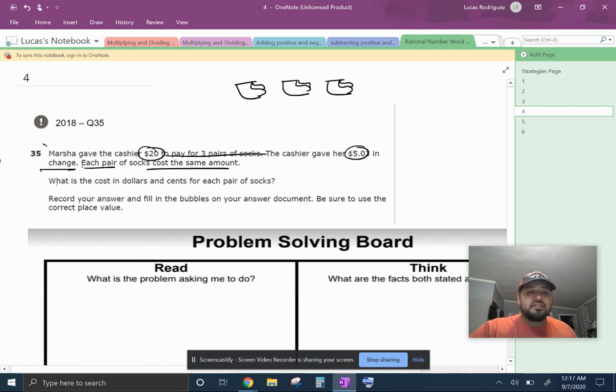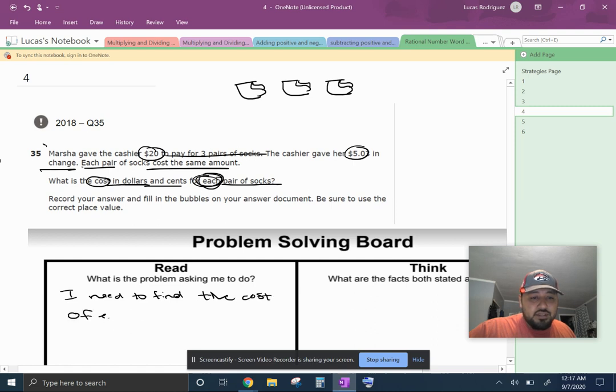The question says, what is the cost in dollars and cents for each pair of socks? So it didn't say for all 3 socks. It said for each pair of socks. So I need to find the cost of each pair of socks.